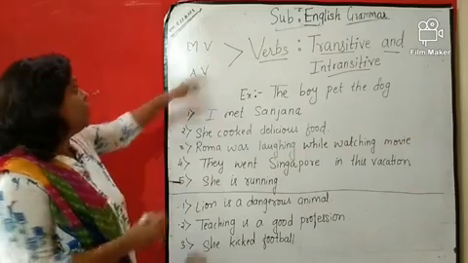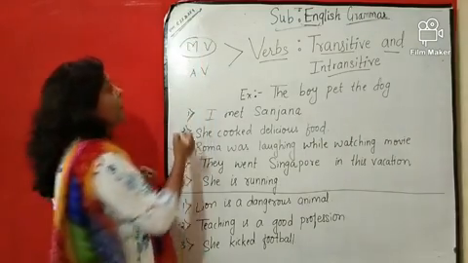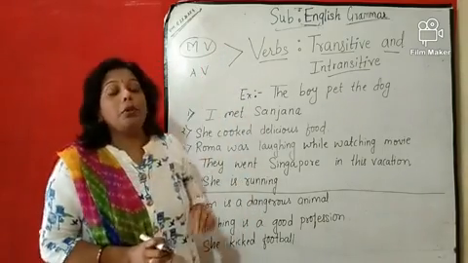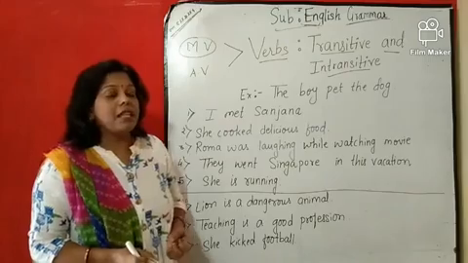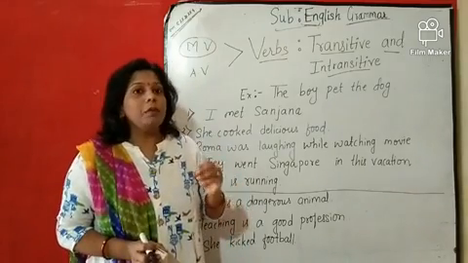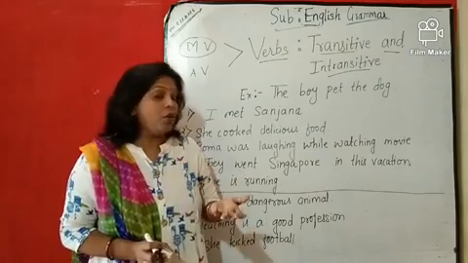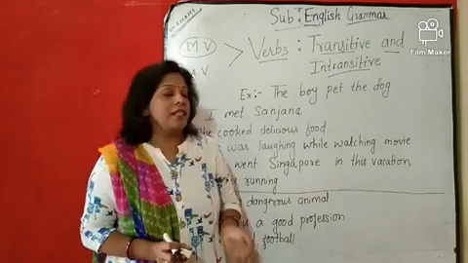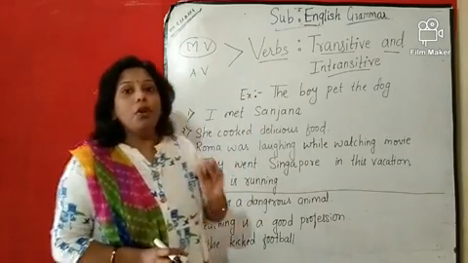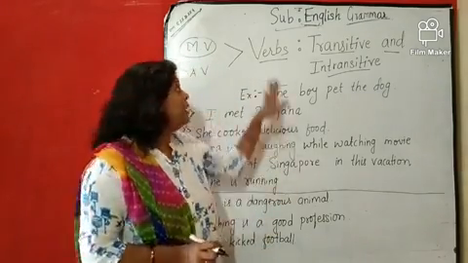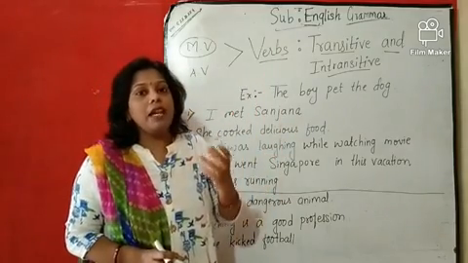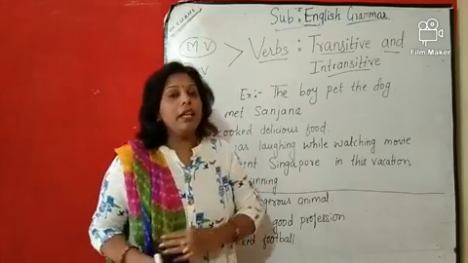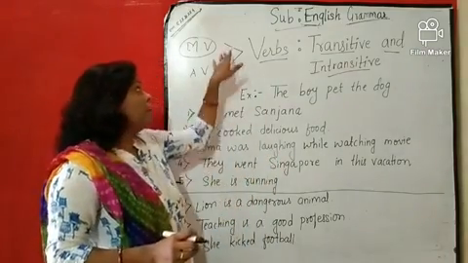So now we are going to talk about the main verb. If we talk about transitive and intransitive, we are going to talk about the main verbs. Main verbs means the action words, the words that tell which action is happening. The words that are showing the action in a sentence are called the main verbs.